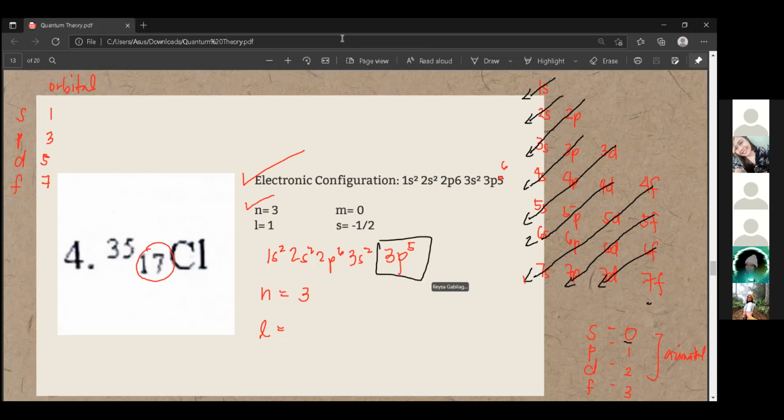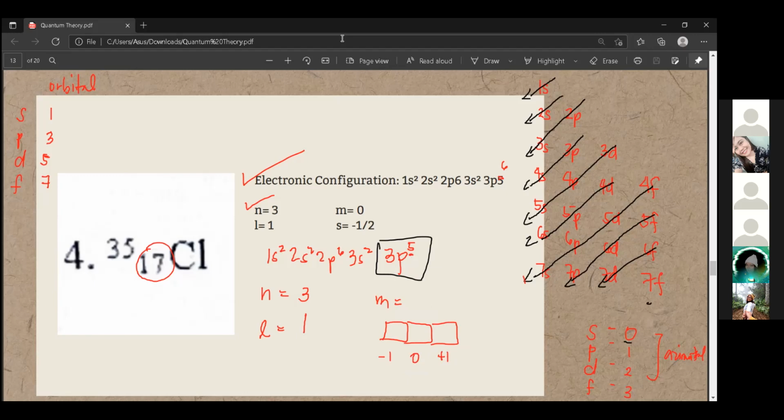So for p, the number that represents p is 1. For the magnetic quantum number, p has 3 orbitals, so you draw 3 orbitals here. You start with 0 at the center, then +1 and -1. And we have to fill in 5 electrons.